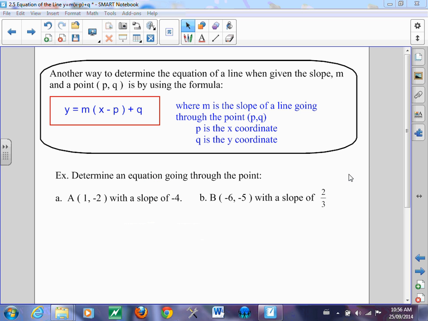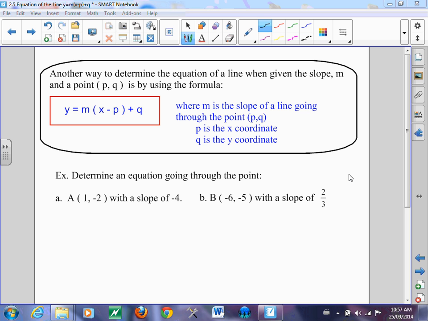All right, guys, so now we're getting back to another way to determine. And I find this easy, folks, because you're going to sub in the slope and the point, but we don't have to worry about b. So this is a good, effective way to do it, and it takes less steps. So hopefully you like this because it's kind of like a shortcut.